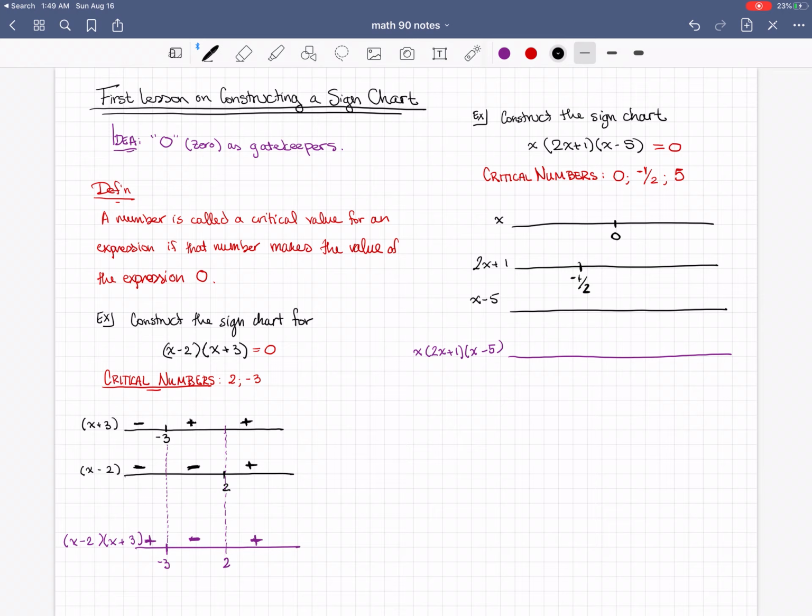Okay, and then by that same token, x minus 5, the critical number from that is 5. All right, and then the final grid here. So there's negative 1/2. There is 0. And there is 5. Exactly where these numbers are is not important. You could have them closer together or further apart as long as they're in the right position. So negative 1/2 is to the left of 0. 0 is to the left of 5.